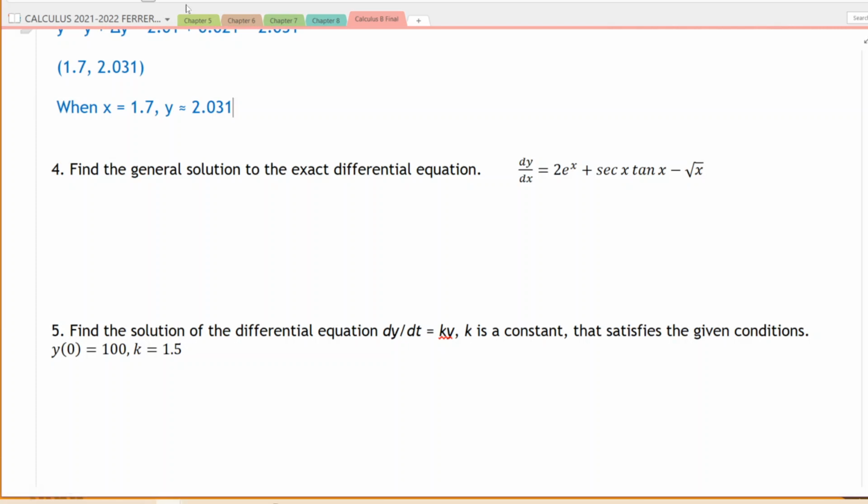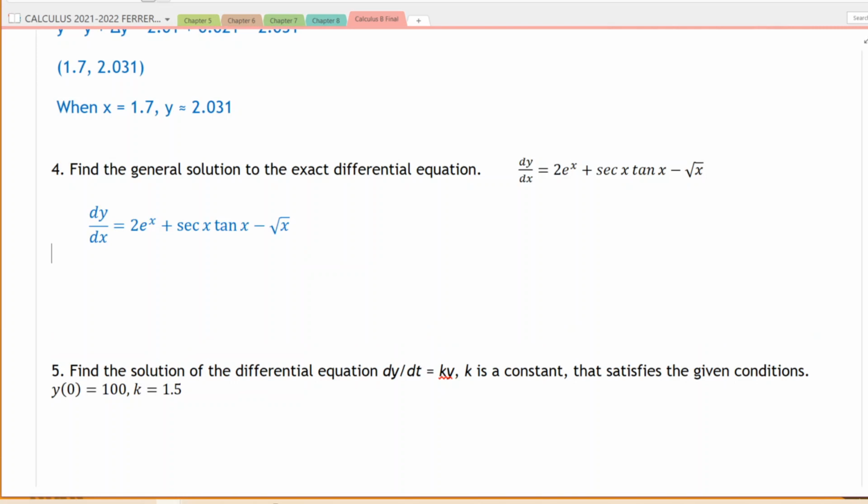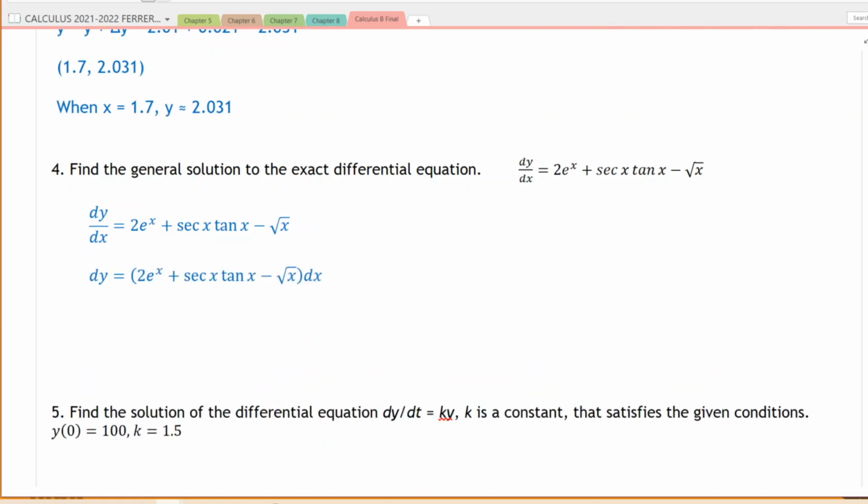This one in particular says to find a general solution. So for a general solution, there are no calculations to be made. The only thing that you need to do is find antiderivatives. So if we start with dy/dx equals 2e to the x plus secant x tangent x minus root x, we get that dy is equal to the quantity of 2e to the x plus secant x tangent x minus the square root of x, dx. We have successfully separated the variables. All the x's are on the right side, all the y's are on the left side.